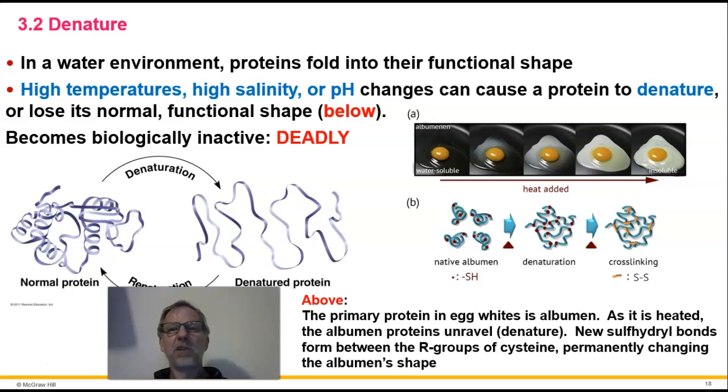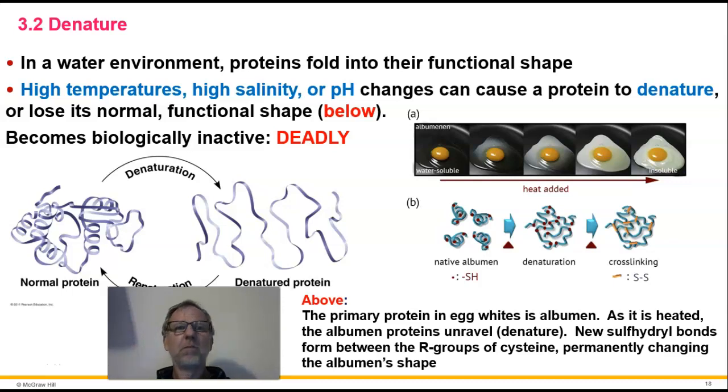So low temperatures don't cause proteins to denature. In fact, low temperatures help to stabilize protein shape. But high temperature, remember what high temperature is. It means molecules are moving really fast with a lot of kinetic energy. So if there's a lot of kinetic energy going on at high temperature, it could cause the bonds to break that are holding a protein together, and it loses its shape.